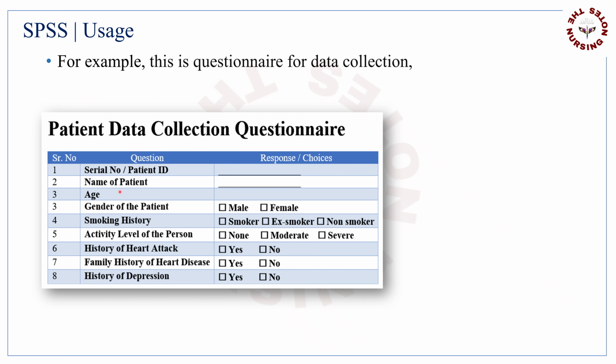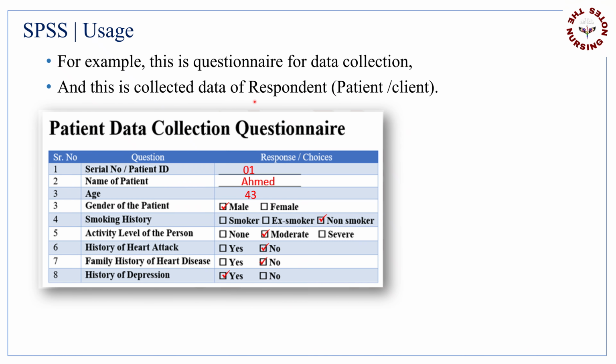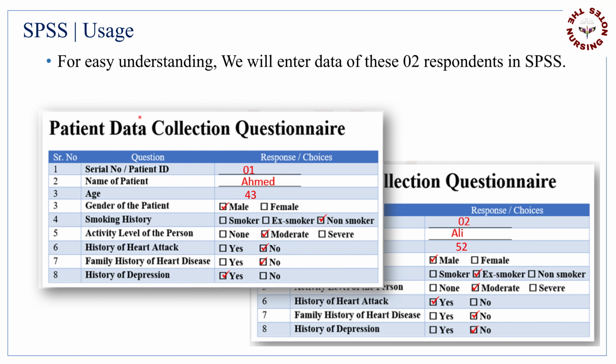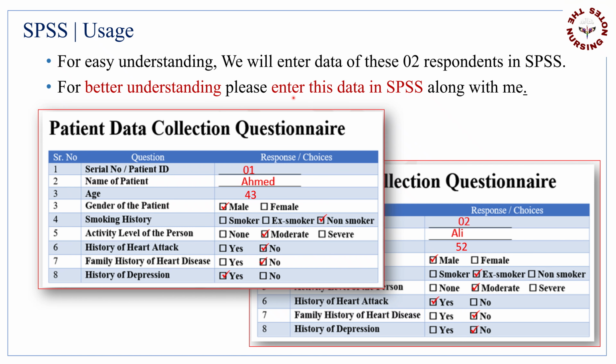For example, this is questionnaire for data collection. And this is collected data of respondent 1. And this is collected data of respondent 2. For easy understanding, we will enter the data of these two respondents only, in SPSS. For better understanding, please enter this data in SPSS, along with me.